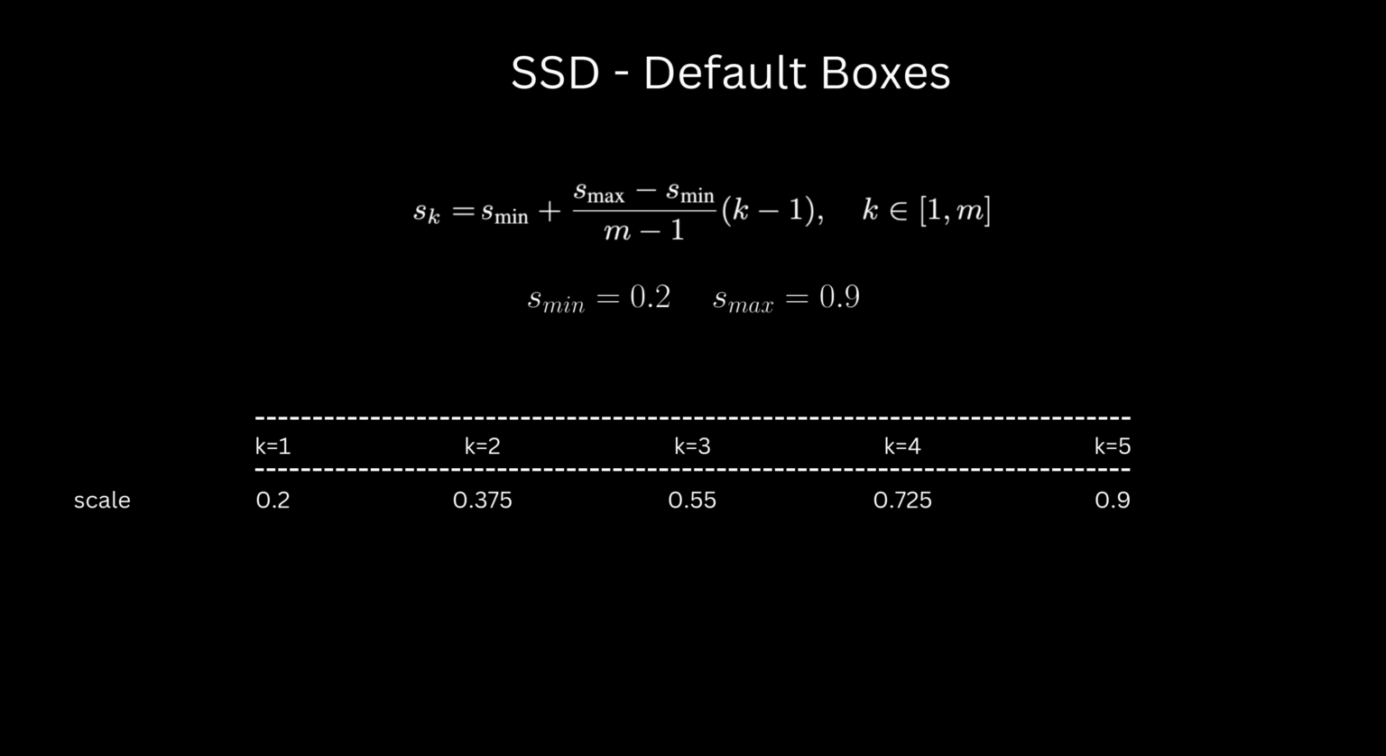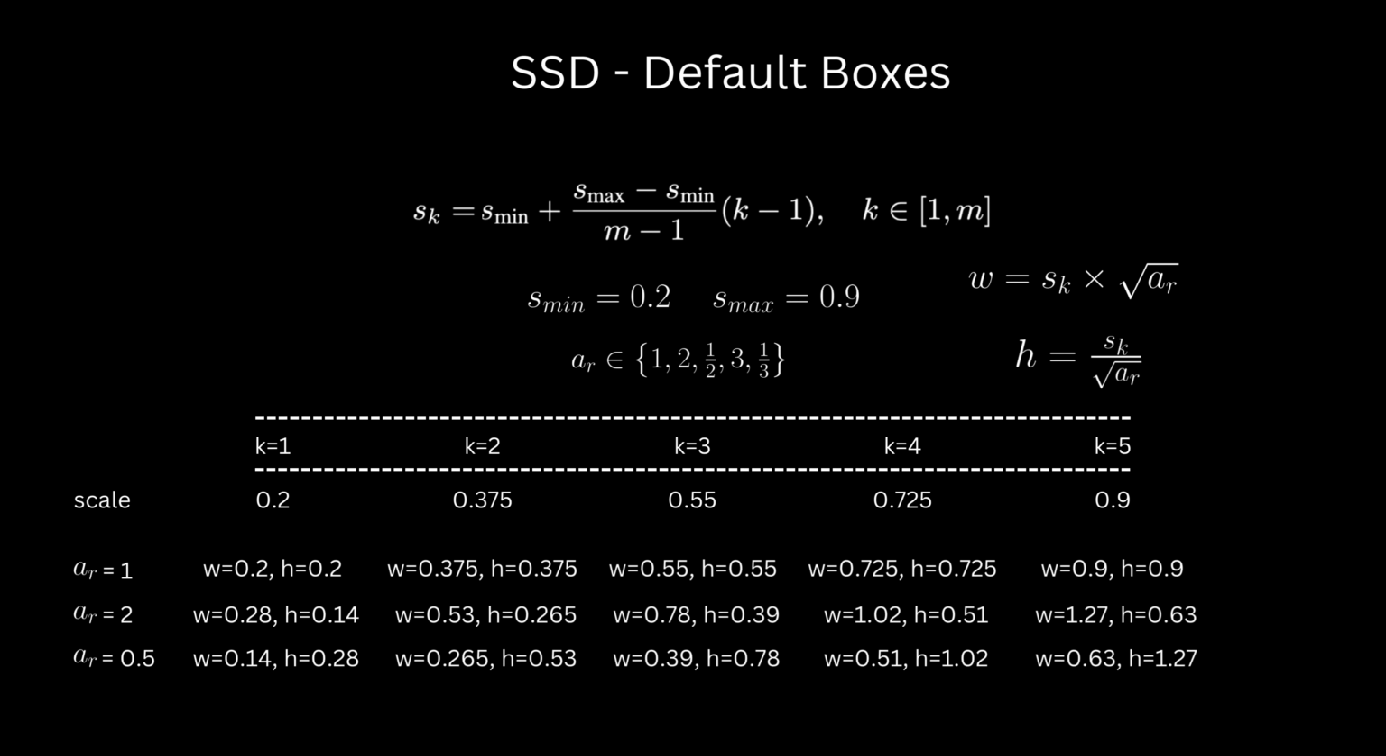For the aspect ratios, the authors use the following set of ratios. So for scale SK, to get the box for aspect ratio AR, we set its width to be SK times square root of aspect ratio and height to be SK divided by square root of aspect ratio. This will give us width divided by height equal to the aspect ratio, and area, which will be W times H, equal to SK squared. So now for these 5 scales, if you compute boxes of aspect ratio 1, 2 and 0.5, then you will get these dimensions of default boxes using the same width and height formulation.